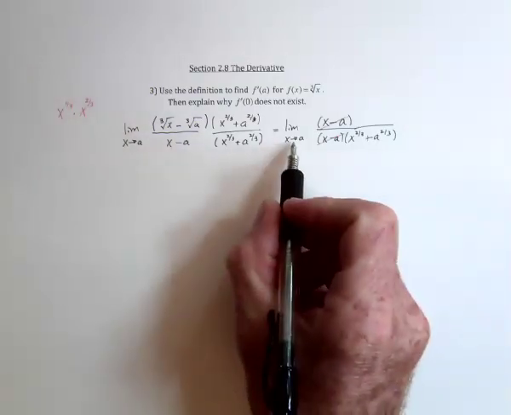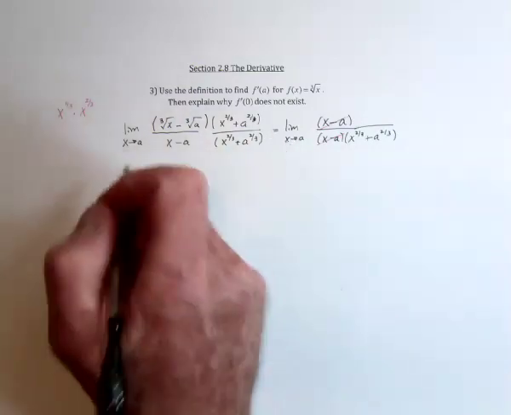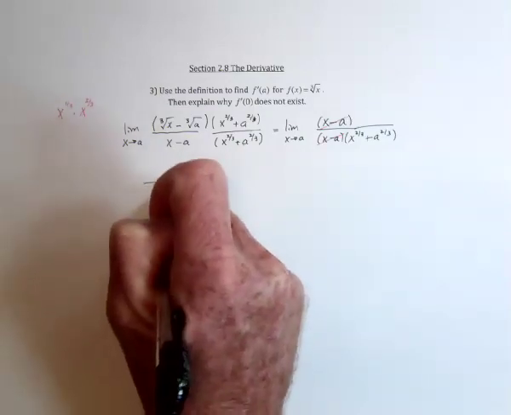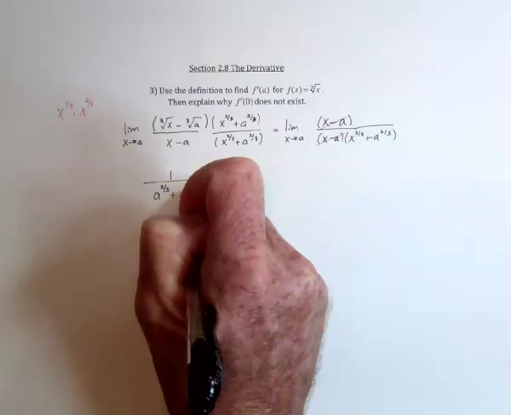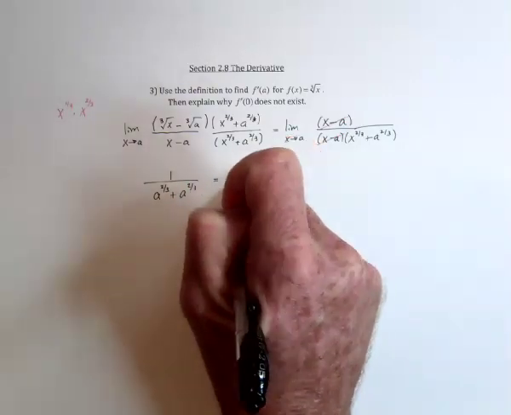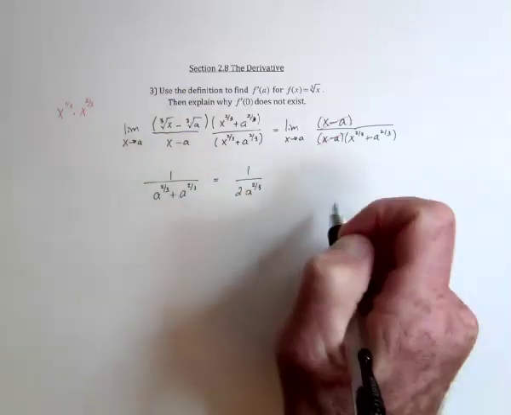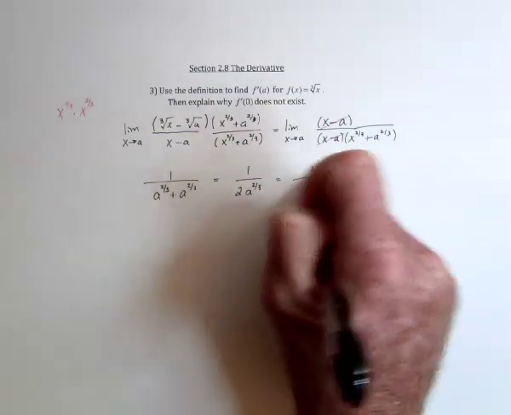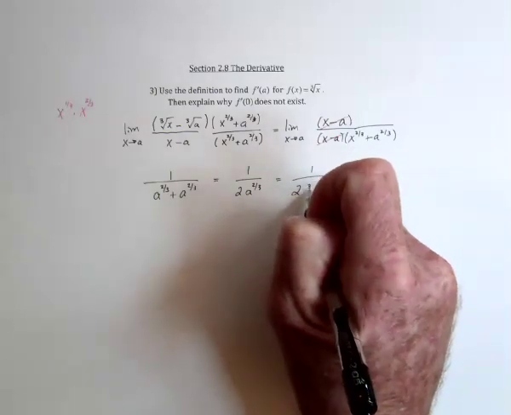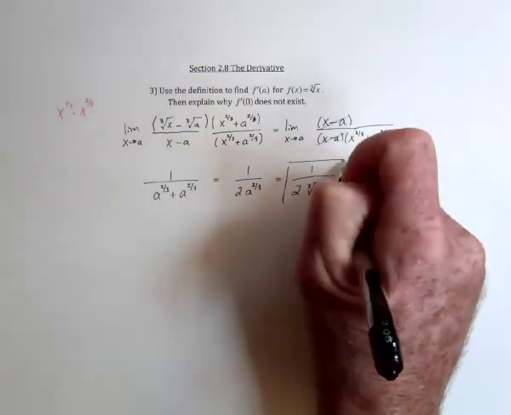So now we can substitute that x becomes an a. So we would get a 1 for the numerator, and then a to the 2/3 plus a to the 2/3, or in other words, 2 of them. So 1 over 2 a to the 2/3. Or if you prefer, it's going to be the cube root of a squared. Okay, so there's the derivative.